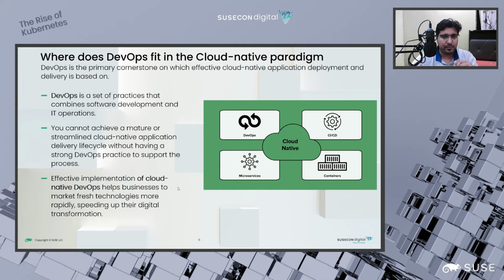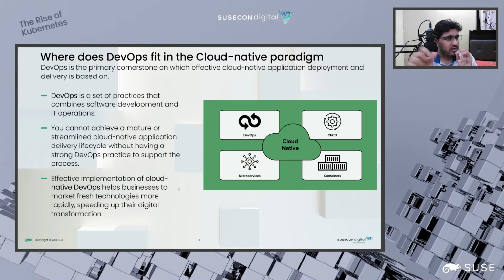And how does DevOps fit in? That is very important. DevOps is a cornerstone of cloud native application deployment. If you see the four pillars of cloud native applications, one is DevOps and CI/CD, then microservices and containers. And what is DevOps? DevOps is a set of practices that combines development and operations. The most important thing is you cannot achieve a streamlined cloud native application delivery lifecycle without a strong DevOps practice.